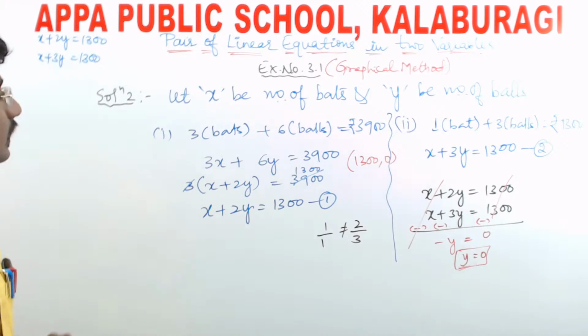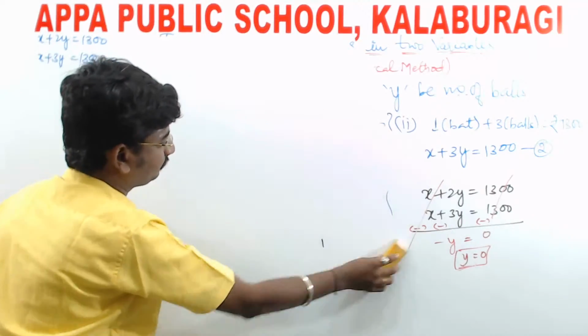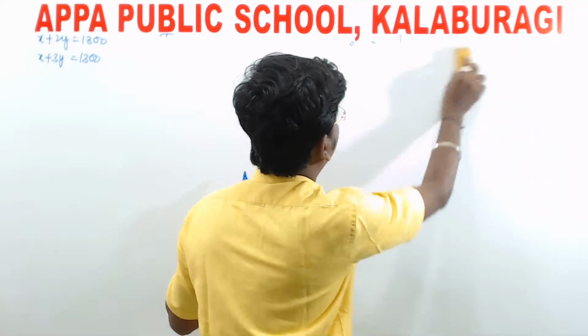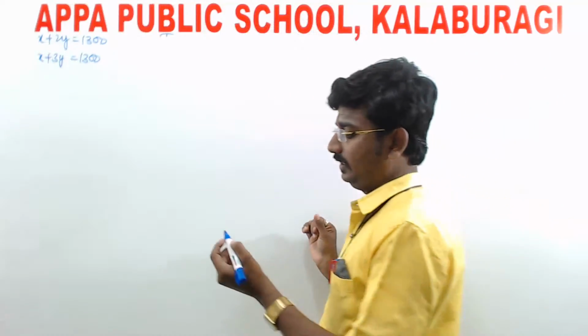Okay, so let us try the graph now. Everyone take the graph sheets. Tell me what would be the first equation. Meanwhile, I will also solve. Tell me what would be the coordinates of the first and second equation.